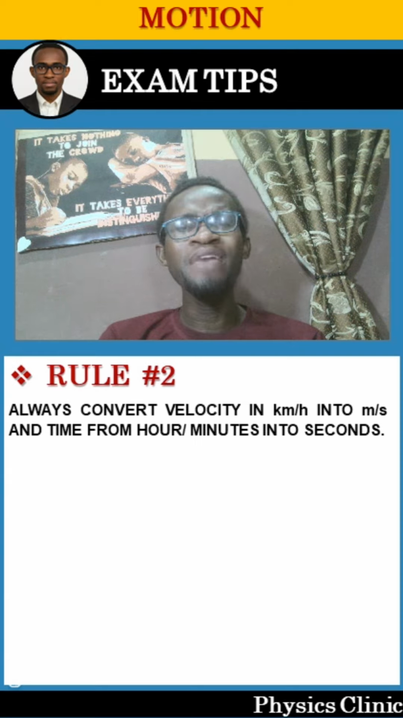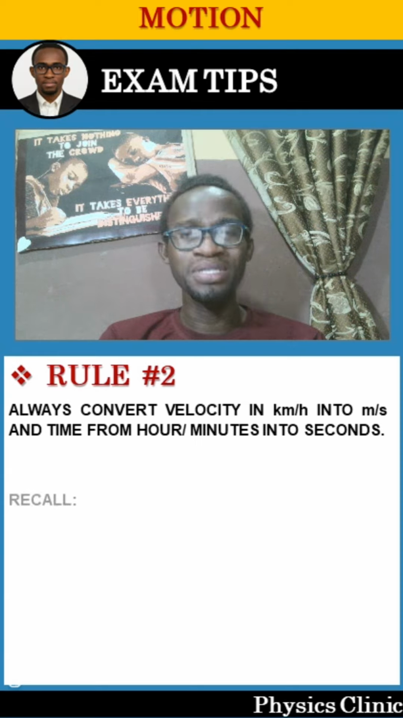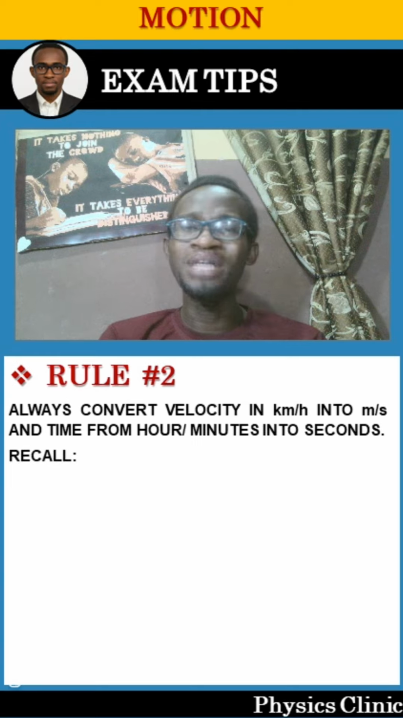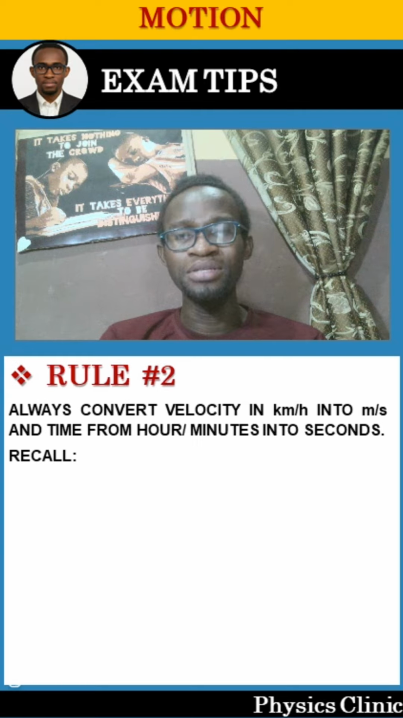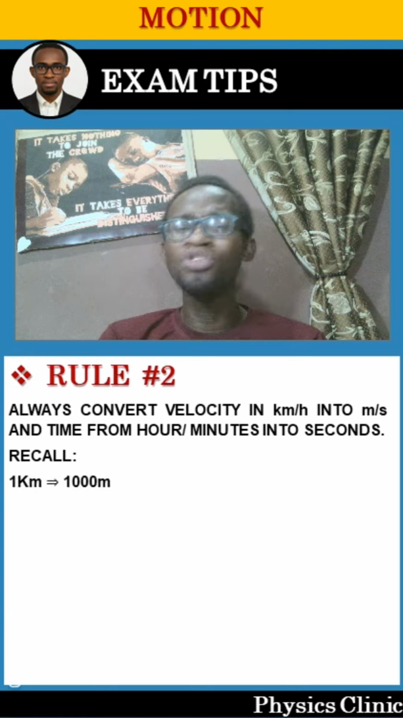A lot of times candidates and students often forget that there is what we call the SI unit. If you are given questions on velocity, one thing you should know is that you have to convert those velocities and that time into the SI unit, not kilometer per hour or kilometer per minute. You have to convert them to meter per second, and change that time to seconds. Now, how do you do this?